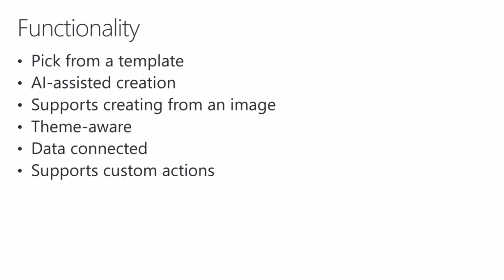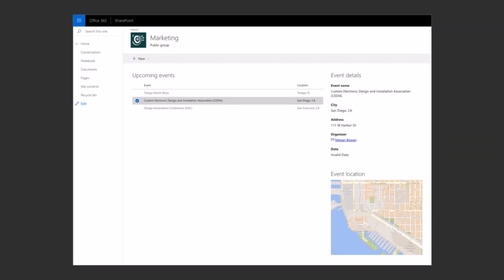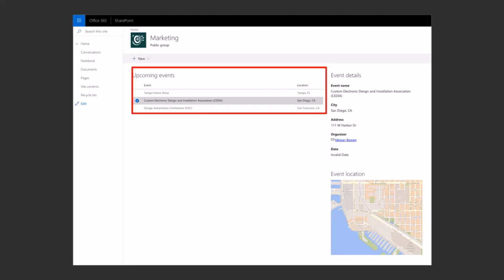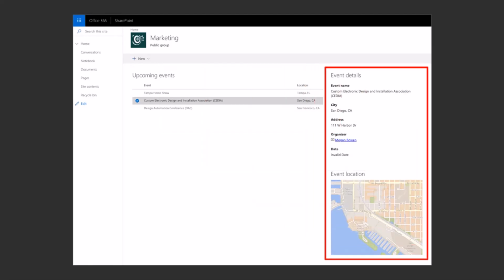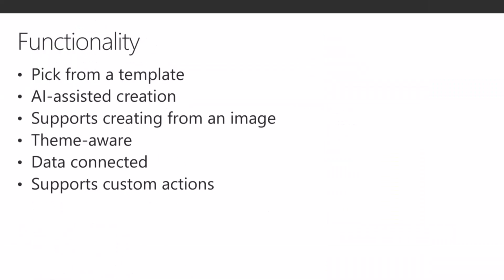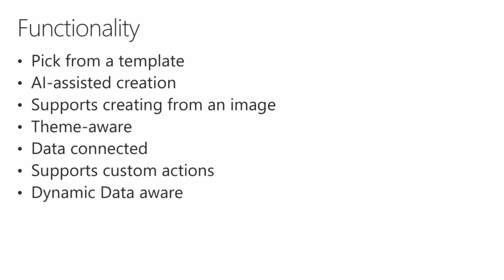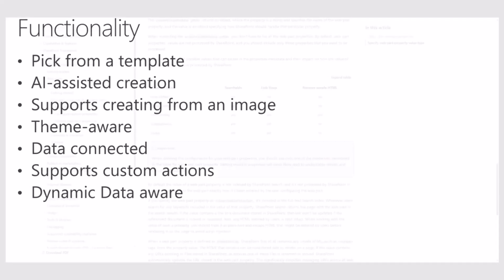There's another concept that we'll want to introduce, which is the concept of dynamic data, right? In dynamic data, you can have one or more web parts that are connected together and they feed data from each other. So for example, the upcoming events list here is dynamically connected to the event detail web part. So when I select a different event from the list, I can actually feed that data to the event detail. We also want to, so we've added dynamic data aware.